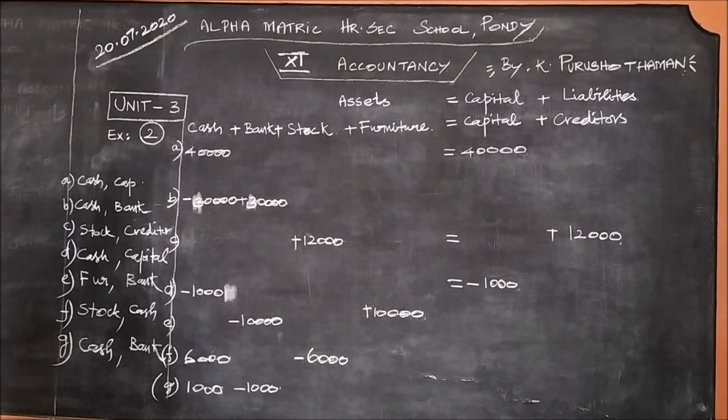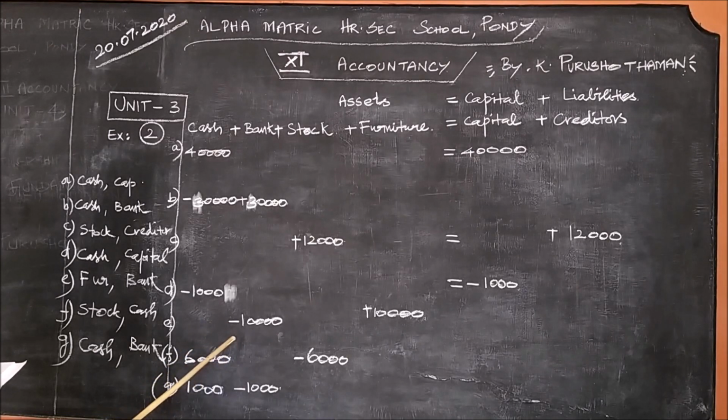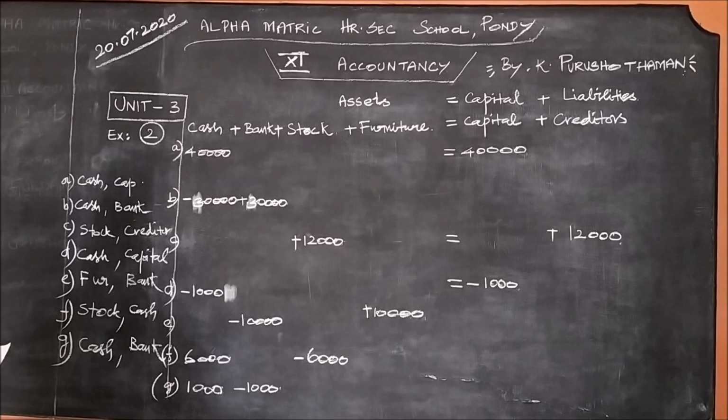The next one, F, sold to Murugan and the cash received. When you sell the goods, automatically the goods will decrease. The stock will be reduced. Therefore, this stock minus 6,000, and on sales 6,000 is received as cash. Therefore, it is the cash plus 6,000. And the next one, money withdrawn from bank for office use, 1,000.